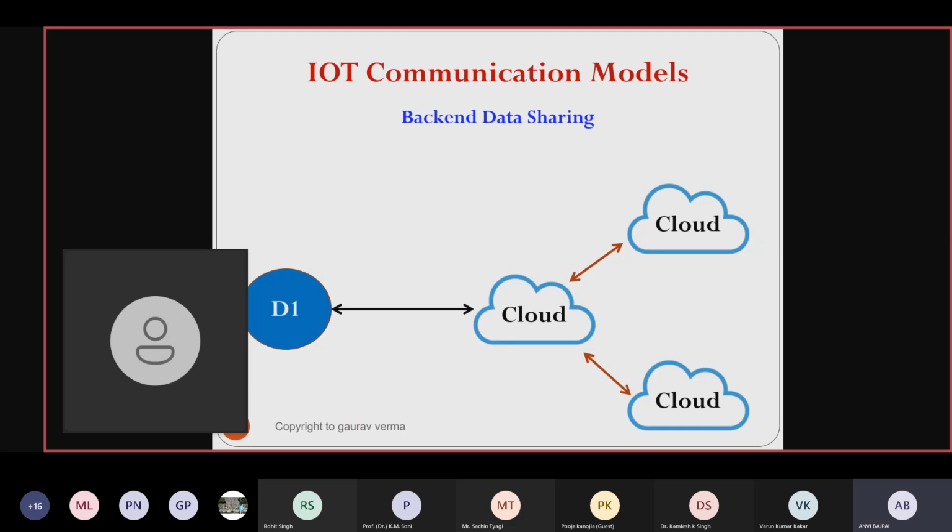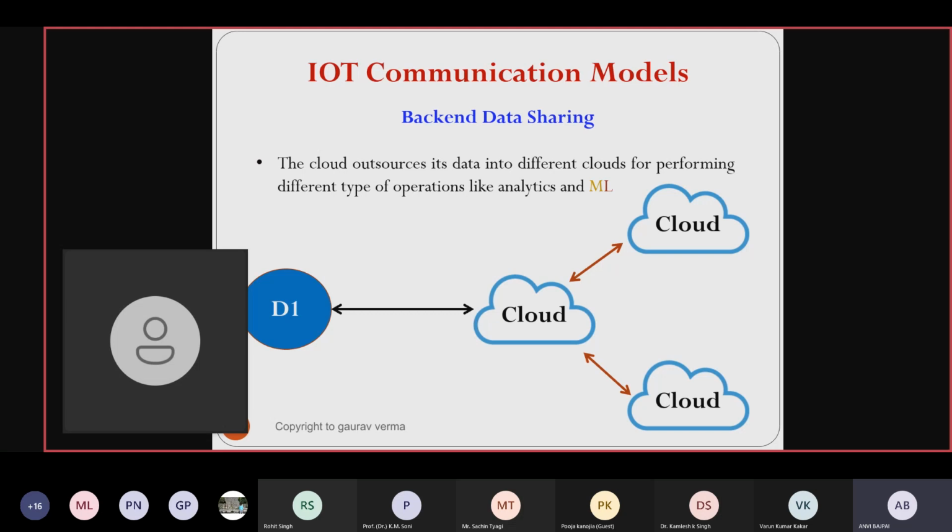This concept of sharing the data for the purpose of analytics or some other use, or to increase the capability of the cloud for storing purposes as well, is referred to as the backend data sharing model. I have also written here: the cloud outsources data into different clouds for performing different types of operations like analytics and ML.